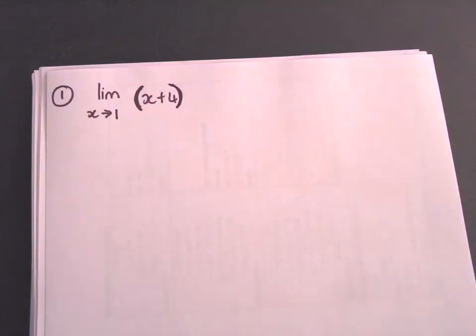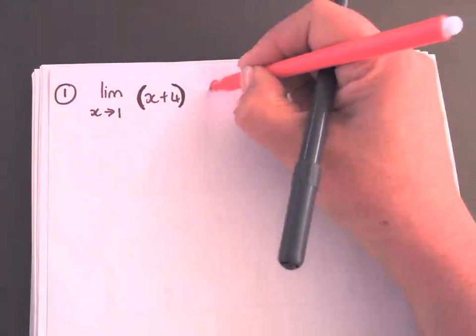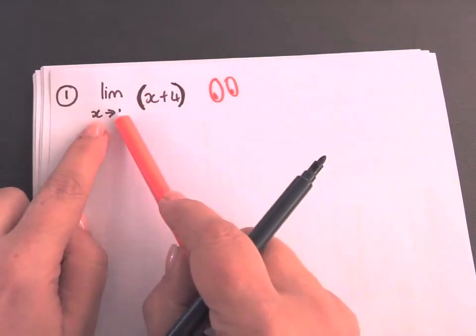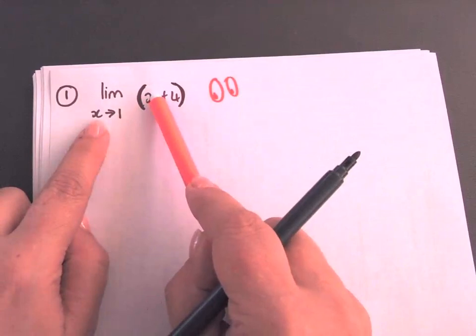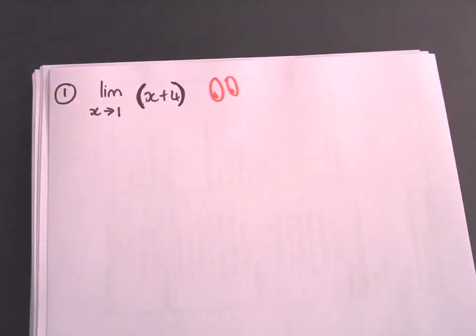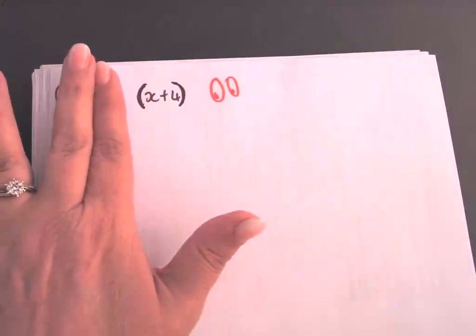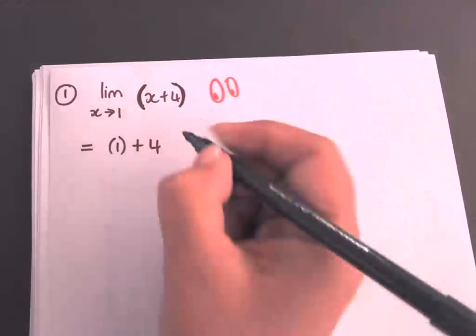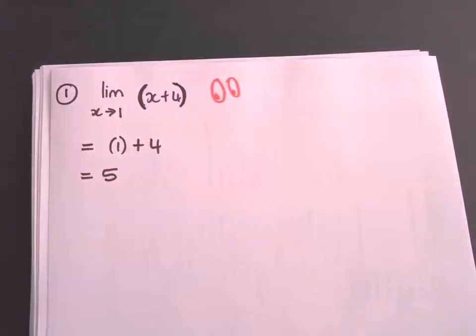The first thing that you do when you get a limit sum is you have to look at your sum. Now look and think. If I substitute this 1 into the x there, will there be an error on the calculator? Yes or no? No. If you have an answer of no, then you can substitute. And as soon as you substitute, you lose the notation. So I'm going to substitute now. It will be 1 plus 4, which is 5.